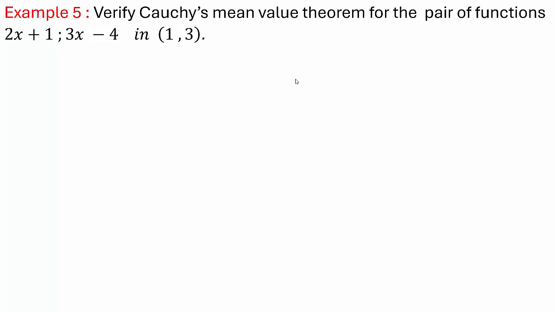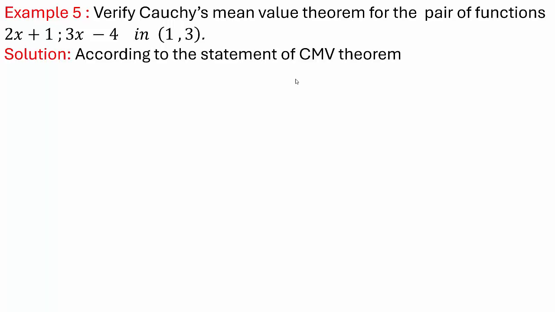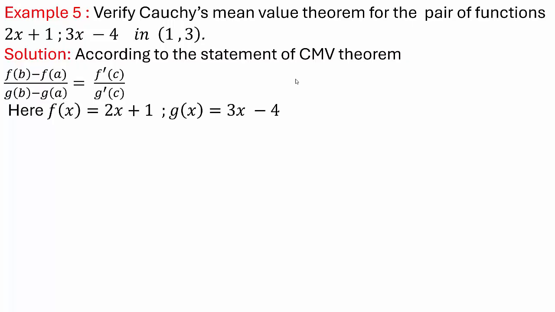Verify Cauchy's mean value theorem for the pair of functions 2x plus 1, 3x minus 4 in the interval 1, 3. According to the statement of Cauchy's mean value theorem, we have a point c in (a, b) such that (f(b) minus f(a)) divided by (g(b) minus g(a)) equals f dash c by g dash c. Here we consider f(x) equal to 2x plus 1, g(x) equal to 3x plus 4. Therefore, f dash x equal to 2 and g dash x equal to 3.